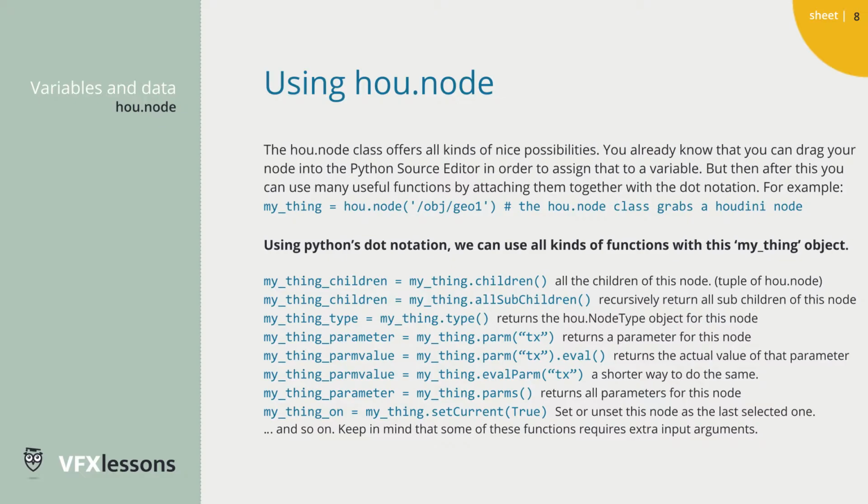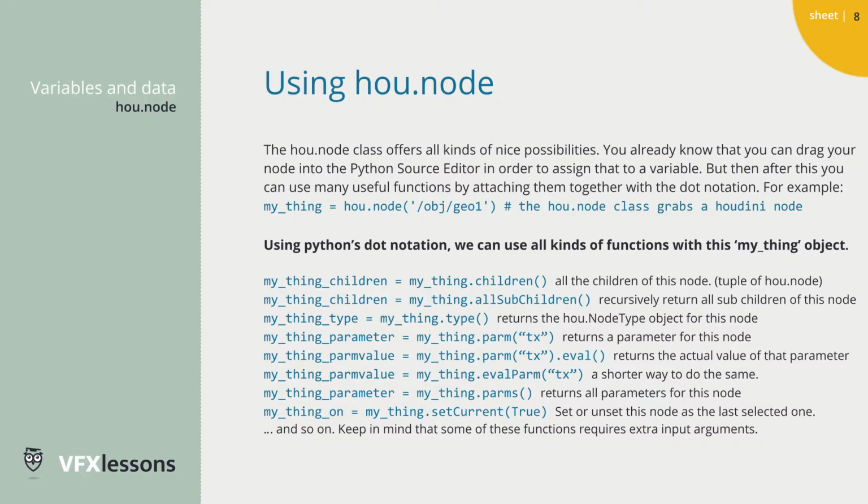For example, I have here my thing, and it equals hou.node, and the hou.node class grabs a node, in this case called geo1, from the Houdini network editor, and stores that in this variable called myThing. So the hou.node class grabs a Houdini node, basically. And then using Python's dot notation, we can use all kinds of functions with this myThing object that we just created above. So, for example, we can say myThing.children, and it will return all the children of this node. We can say myThing.allSubchildren, returning recursively even all those children of those children. We can say myThing.type, returning the node type of the object.